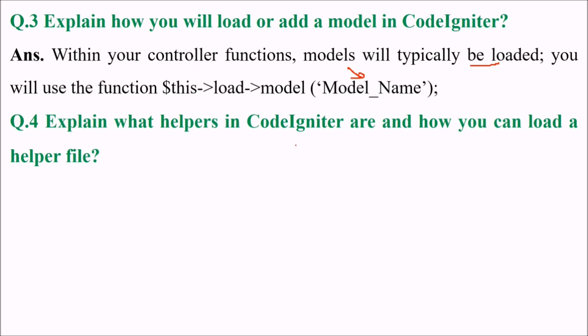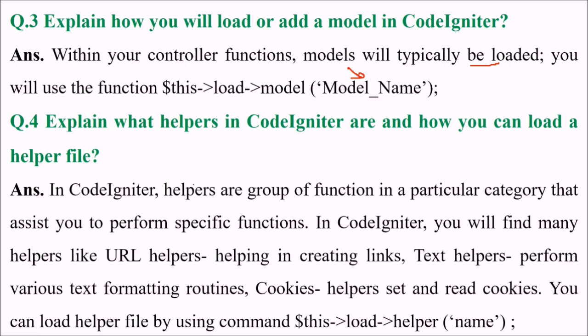Explain what helpers in CodeIgniter are and how you can load a helper file. So what are these helpers? Helpers are nothing but groups of functions of a particular category. If you take a category and group some functions, they are called helpers, and that is going to assist you to perform your actions and execute certain functionality.